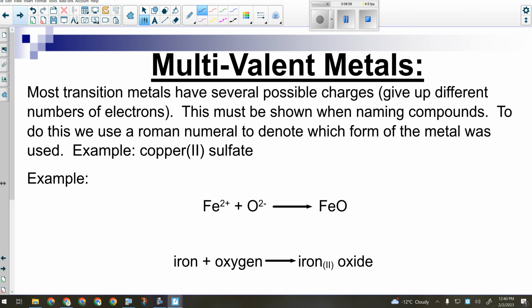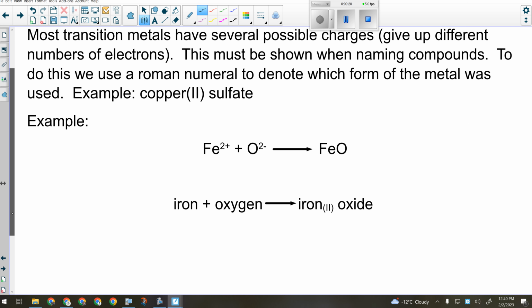All right, so multivalent metals, or the transition metals, the ones in the middle, okay, have several possible charges because they give up different numbers of electrons. Okay. And that has to be shown when we're writing their names. So to do that, we use a Roman numeral to denote which form of the metal was used, like copper 2 sulfate, or in the case of this compound here, iron 2 oxide.